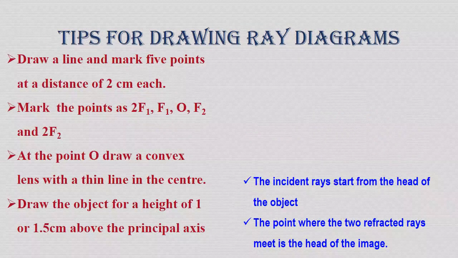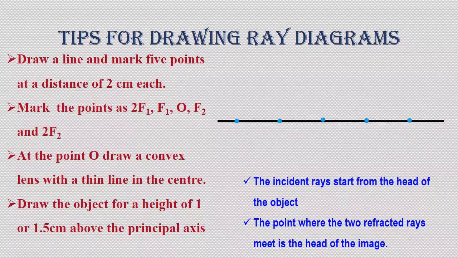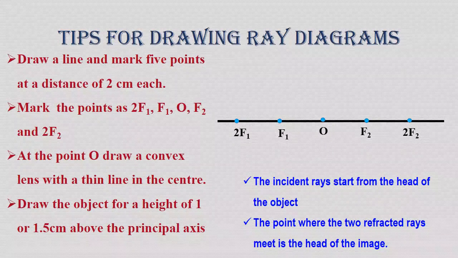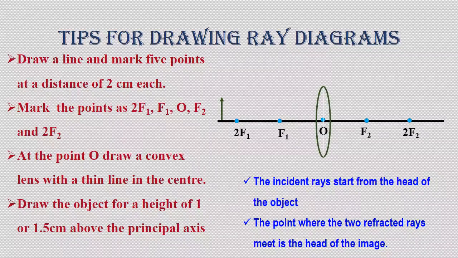Now next we have to know certain tips for drawing this ray diagram. First draw a line and then mark 5 points at a distance of 2 cm each. Mark the points as 2F1, F1, O, F2 and 2F2. At the point O, draw a convex lens with a thin line in the center. Draw the object for a height of 1 or 1.5 cm above the principal axis.